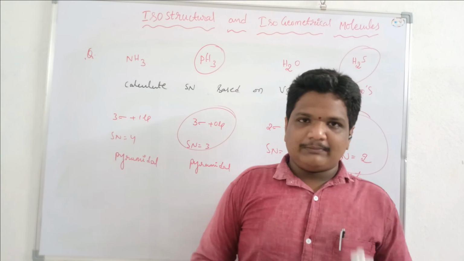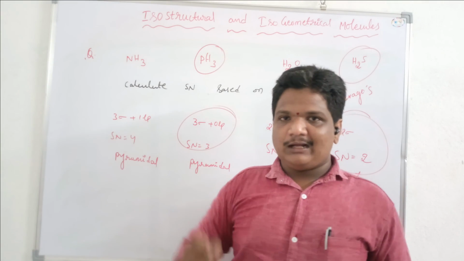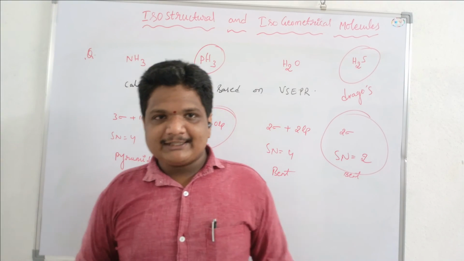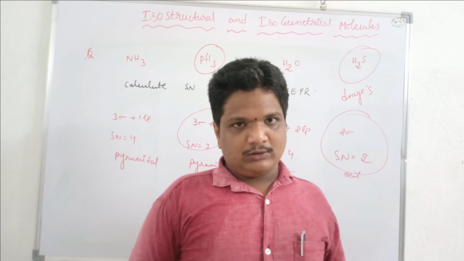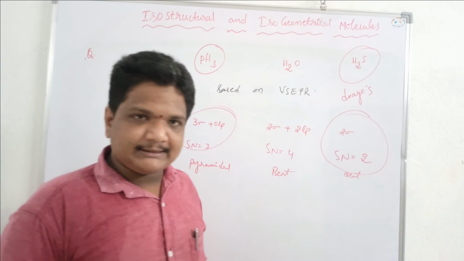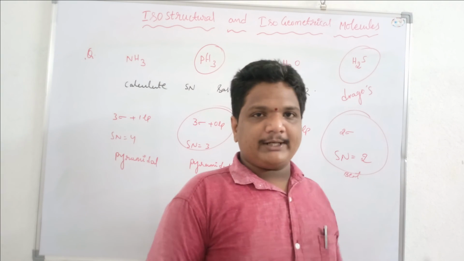So this is about isostructural and isogeometric species, steric number and pseudo steric number. So how to find out isostructural species and how to find out isogeometric species.